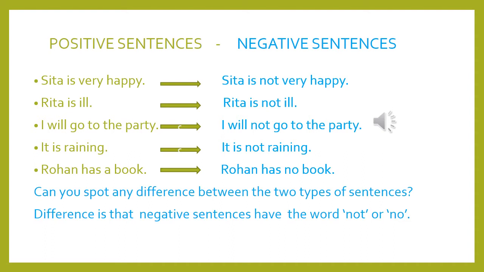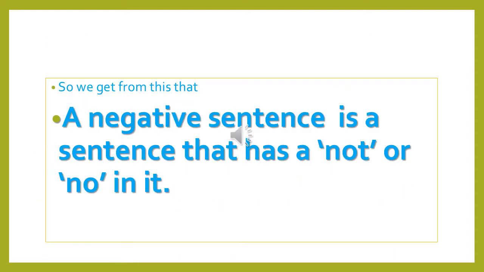So students, can you spot any difference between the two types of sentences? Yes, you guessed it right. The difference is that negative sentences have the word not or no in them. So the meaning of negative sentence is clear now. A negative sentence is a sentence that has a not or no in it. The words like not and no make a sentence negative.